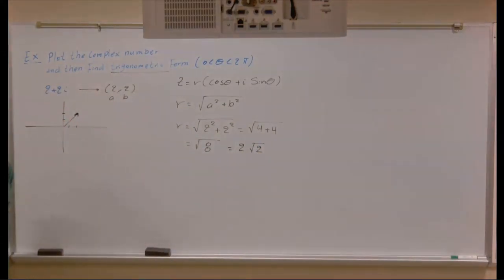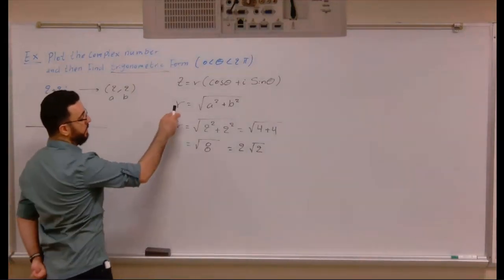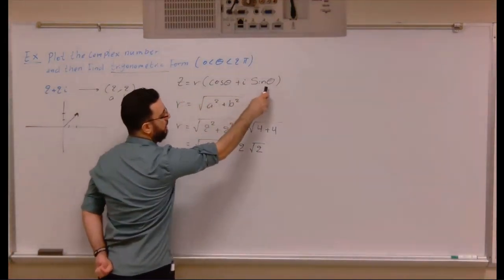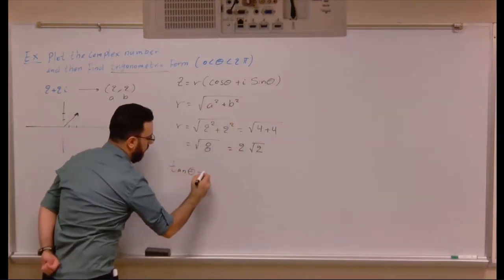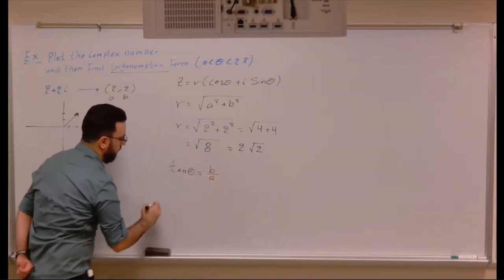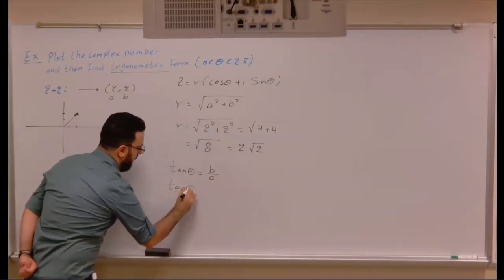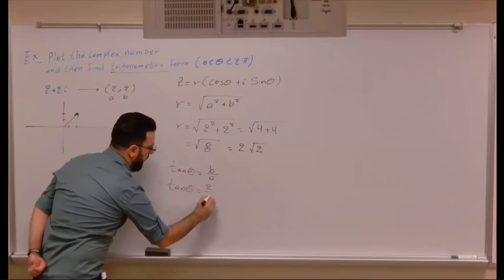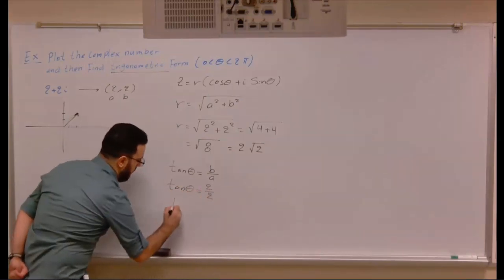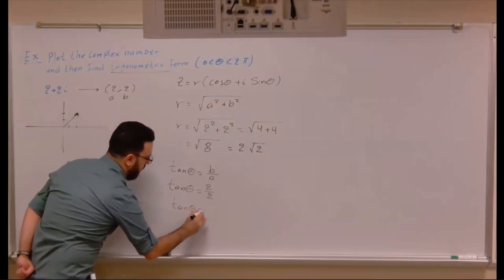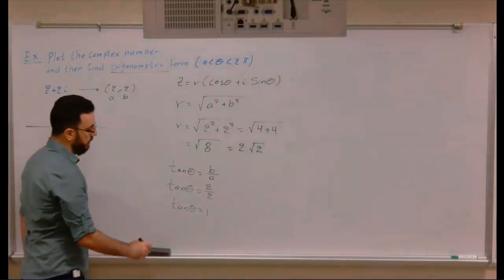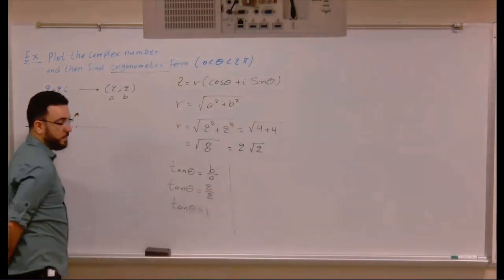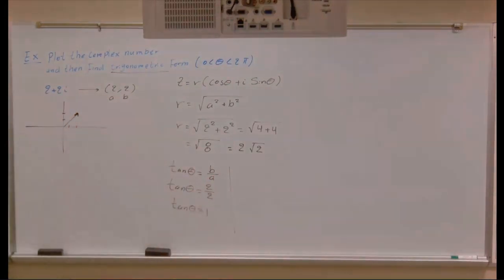Next step, we need to find what? I have r. I need to find theta. Tangent theta equal b over a. Tangent theta equal, b is 2, a is 2. That means tangent theta equal 1. Now tell me which angle has a tangent equal 1? Which angle has a tangent equal 1?